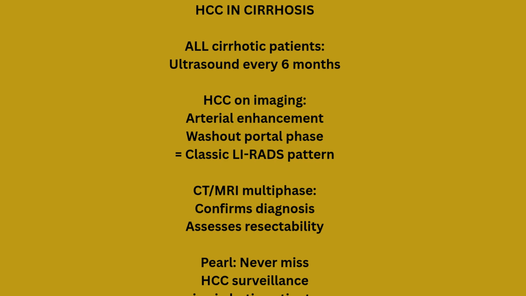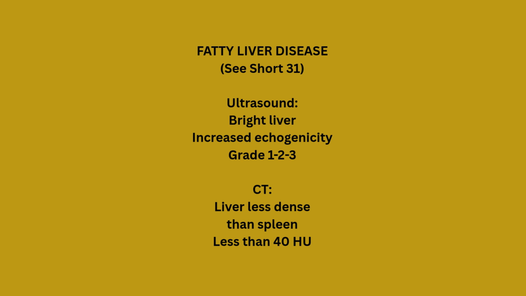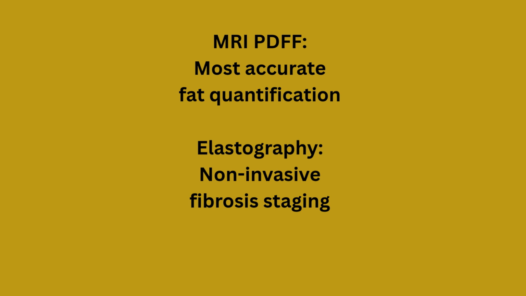Next, fatty liver disease. Bright liver on ultrasound, graded 1 to 3. CT shows liver less dense than spleen, less than 40 Hounsfield units. MRI PDFF is most accurate for fat quantification. Elastography for non-invasive fibrosis staging. For details, see Short 31.